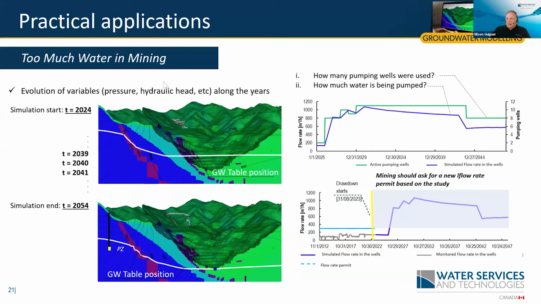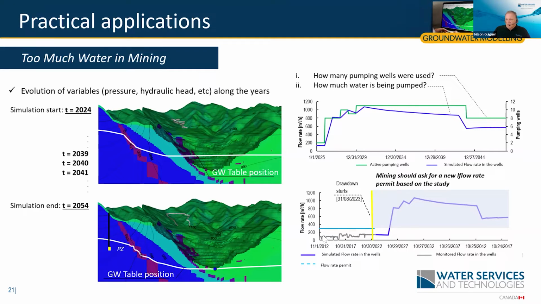So in this case, it's showing, for example, in 2024, that will be the location of the water table, the open pit. This is the end one. It was not there yet. In 2024, then that would be the location here. The model helped us to determine how many wells, the green line, how many wells were being used per year, and the total pumping rate that was used over the year prediction.